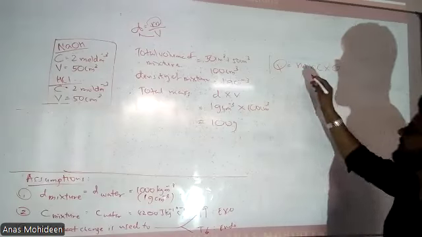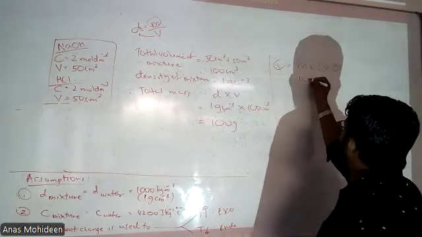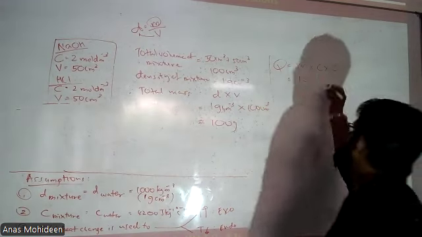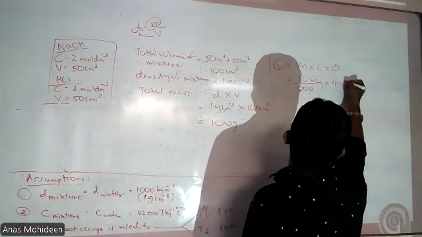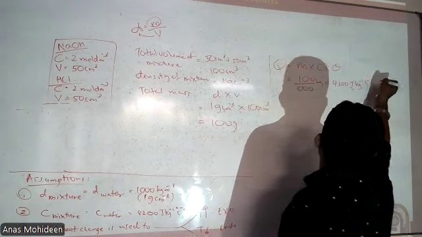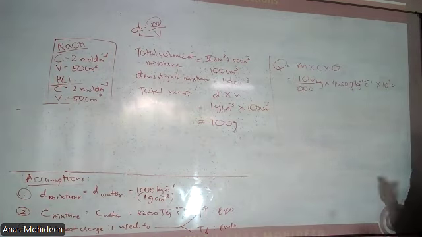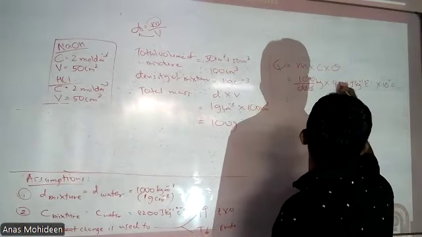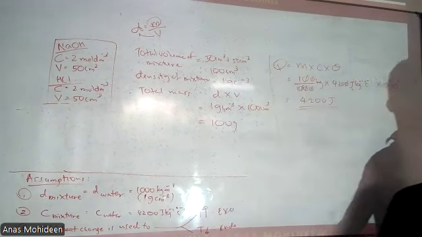Now I apply Q equals MC theta to find out the quantity of heat. Mass is 100, but I can't apply 100. Why? It's in grams. I have to take it in kilograms, so I divide by 1000. Specific heat capacity is 4,200 joules per kilogram per degree Celsius. What is the temperature difference? 10 degrees Celsius given, right? We highlighted that. Now you simplify: 420 into 10, 4,200 joules of heat change.